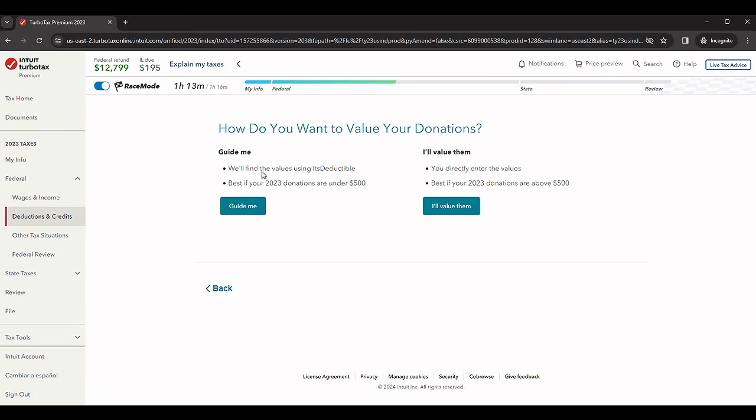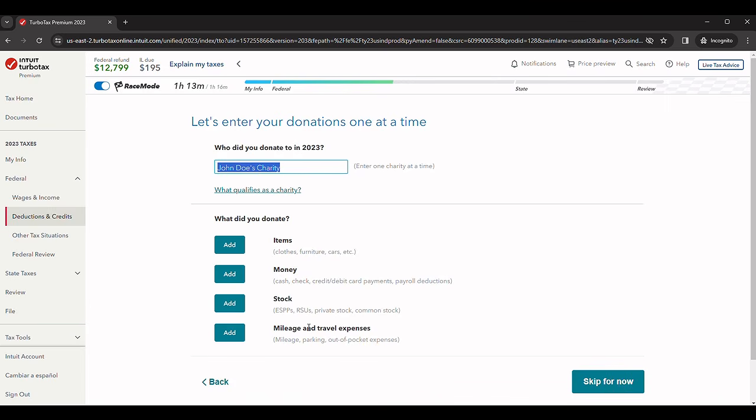But if you donated items, let's just say clothing, they're asking for the value. Just use your best judgment. They can help you with Guide Me, or you can value them yourself. Again, use your best judgment. But basically, you're going to put a value on it, and that's going to be your deduction. It can't be too outrageous, otherwise they're going to ask you for an appraisal, like a legit appraisal, but the software will notify you if that's a situation.